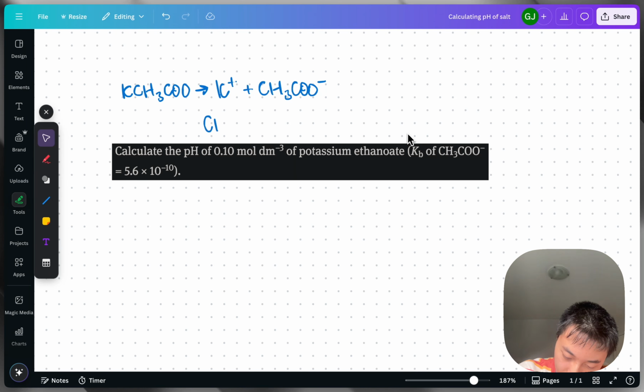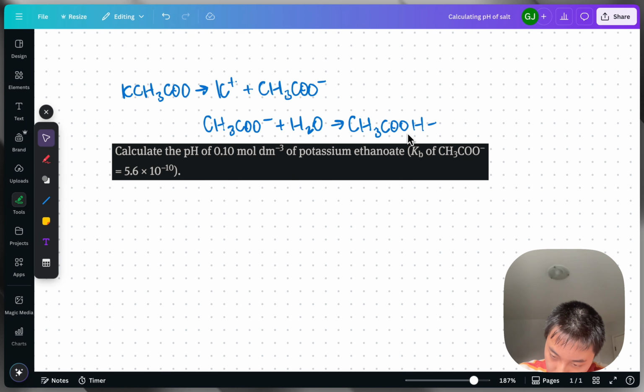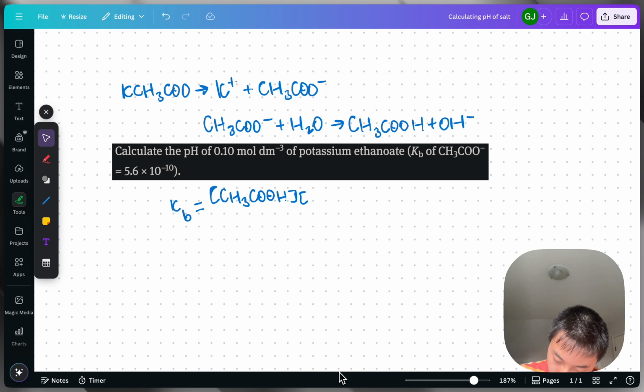So CH3COO⁻ plus H2O, and Kb is the concentration of CH3COOH times the concentration of the hydroxide ion, all over the concentration of CH3COO⁻. We don't count H2O here.